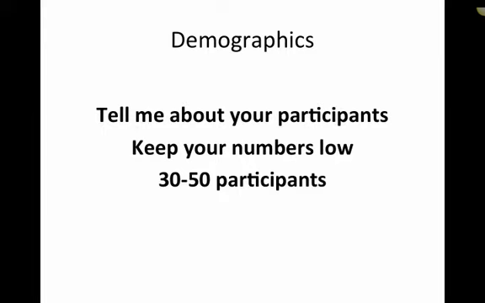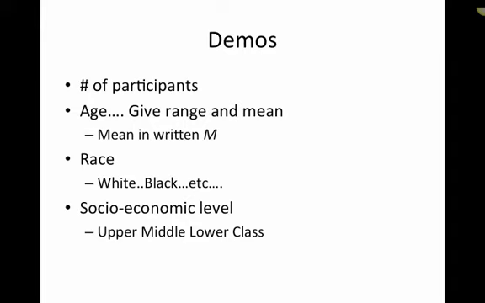First section, demographics. Tell me about your participants. Keep your numbers low, 30 to 50. Some of you have 5,000. For everything you do, you have to split up the 5,000 numbers. You're faking a study, 30 to 50 participants. 30 is a wonderful number, 15. It's easy to work with because you have to show those numbers.